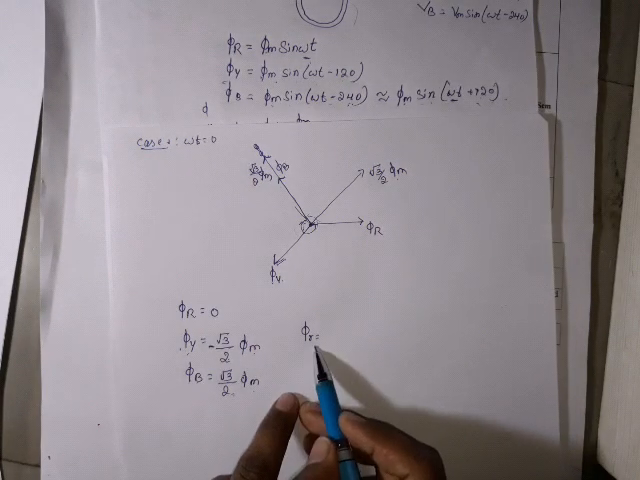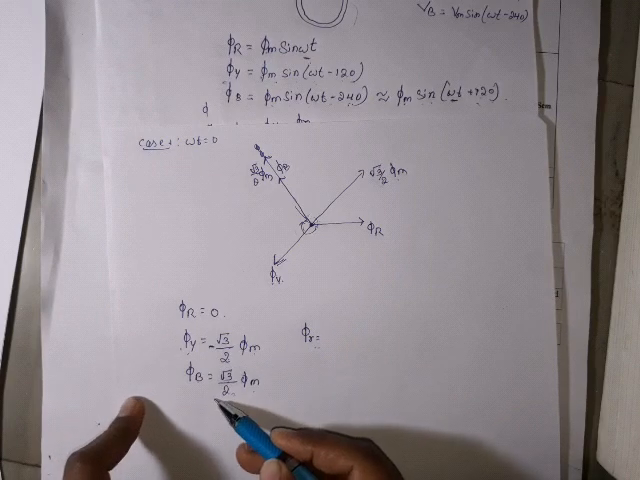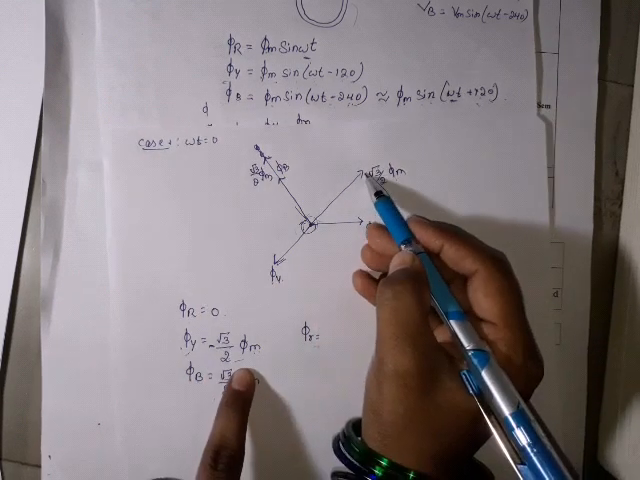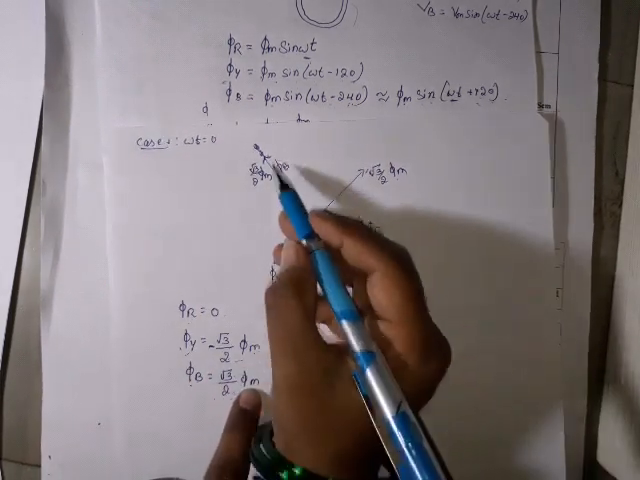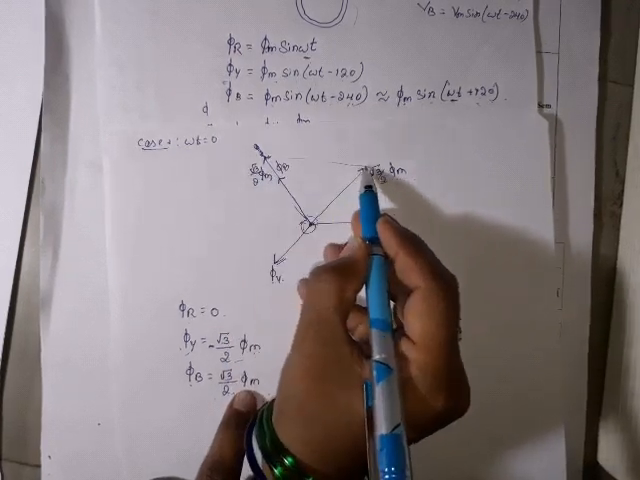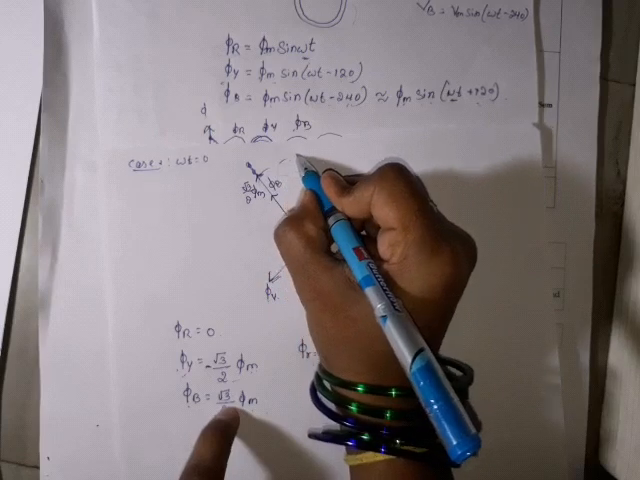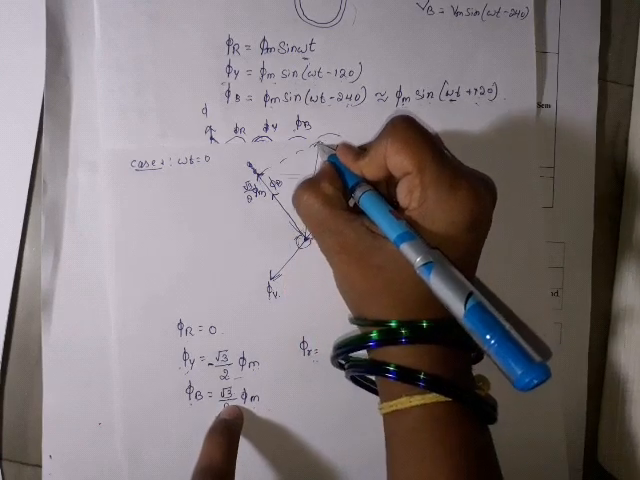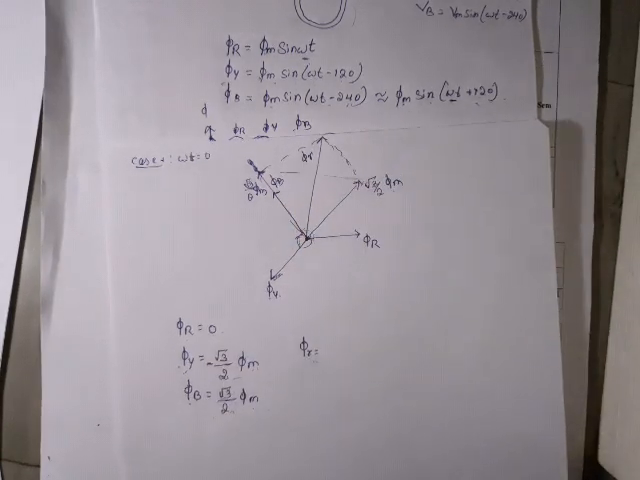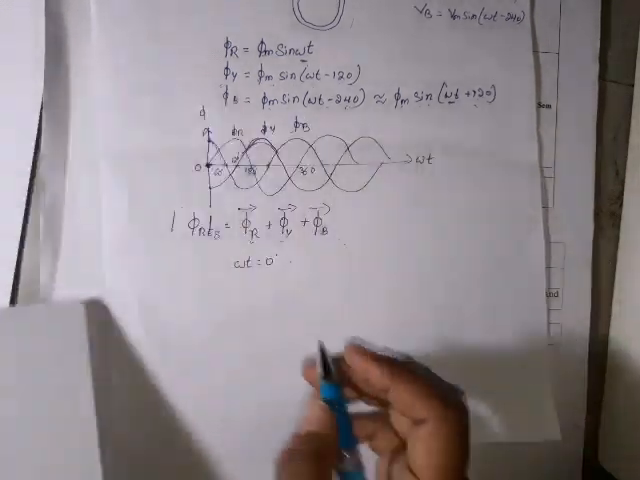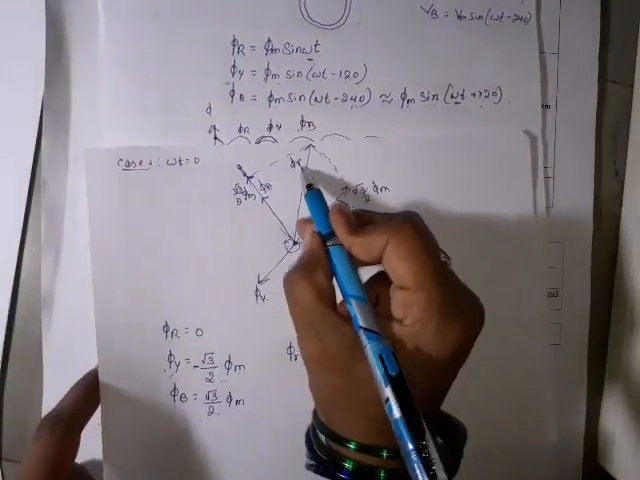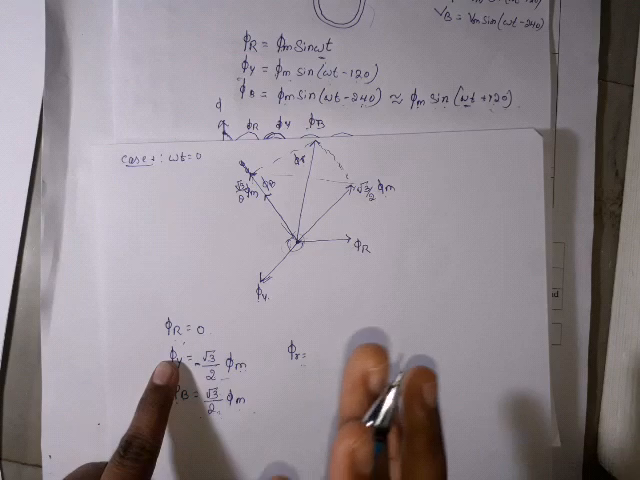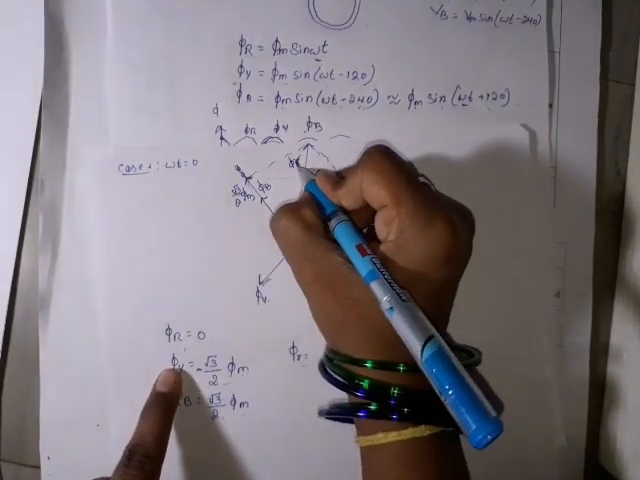So to get the resultant, what do we need to do? We need to do the vector sum of these three. Anyway, phi r is 0. Phi y is root 3 by 2 times phi m, that we have here. Phi b is root 3 by 2 times phi m, that we have here. See, these two amplitudes should be the same. Okay. The resultant will be the vector sum of these two. So this is your resultant. What have I taken for the resultant? Phi r, yes, right? Okay, I will take it as phi small letter r. Phi small letter r is the resultant. Capital letter R is the R phase. Okay, don't get confused.